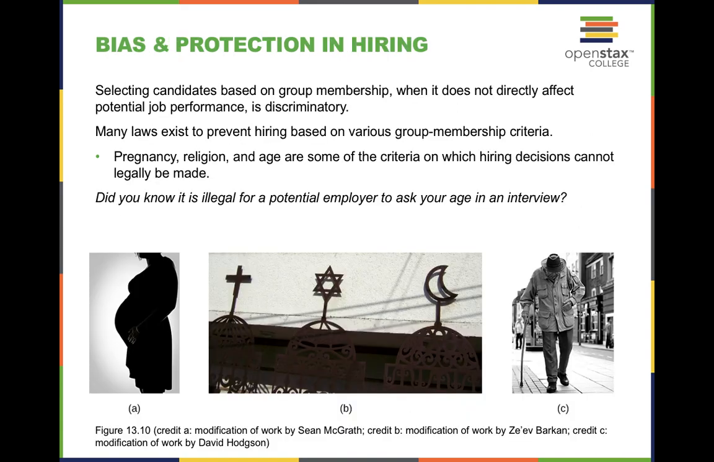When it comes to bias and protection in hiring, this is absolutely integral. Selecting candidates based on group membership, when it does not directly affect potential job performance, is discriminatory. So I want to read that again for it to stick. Selecting candidates based on group membership when it does not directly affect potential job performance is discriminatory. Many laws exist to prevent hiring based on various group membership criteria. Pregnancy, religion, and age are some of the criteria on which hiring decisions cannot legally be made.